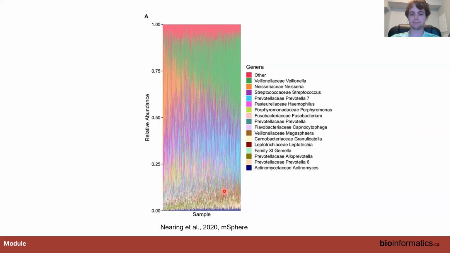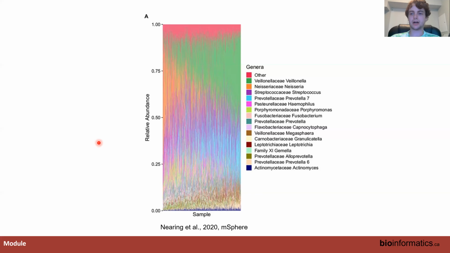And so what we can see in this plot is, on the right-hand side in green, you can see that there's a lot more Veillonella species on the samples on the right. And on the left, there seems to be a higher proportion of Neisseria species that make up the oral microbiome on these samples on the left.